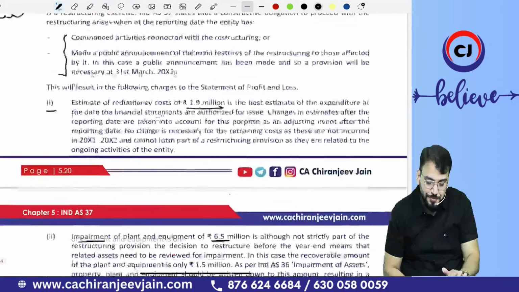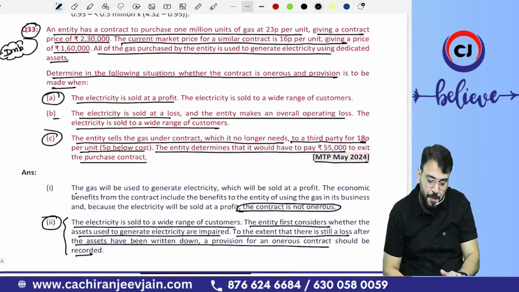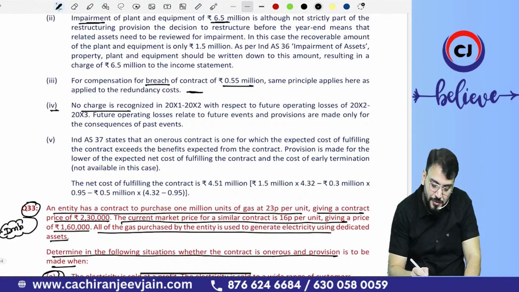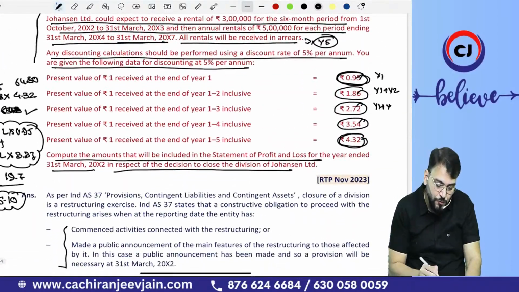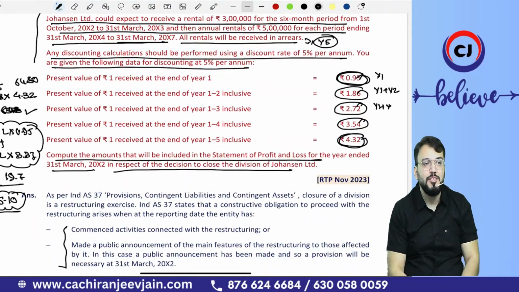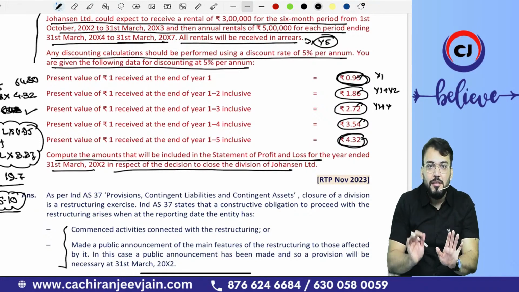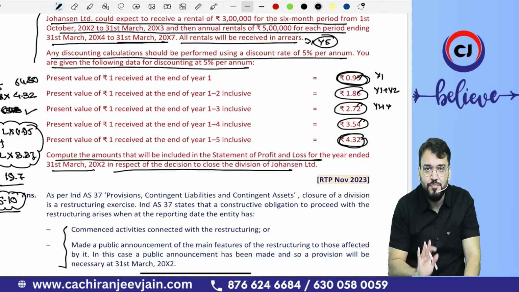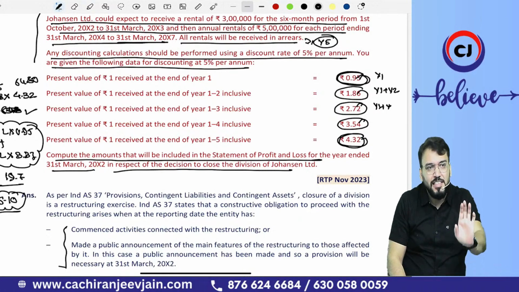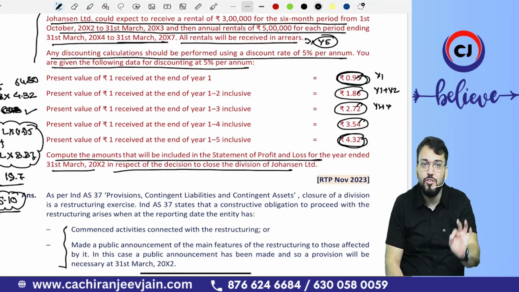What is the answer given? They have given how much? 4.51 million. What is our answer? 4.51 million is 45.10 lakhs. Means the answer is correct. Even if I had not calculated, you have done the same calculation. The same question will come. You can do the solution. But is it a good question or not?